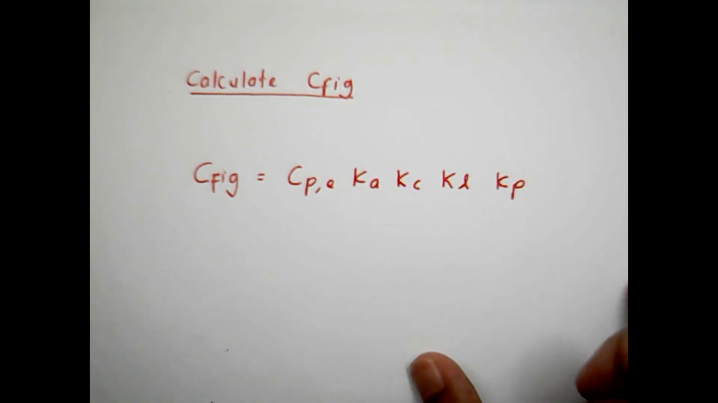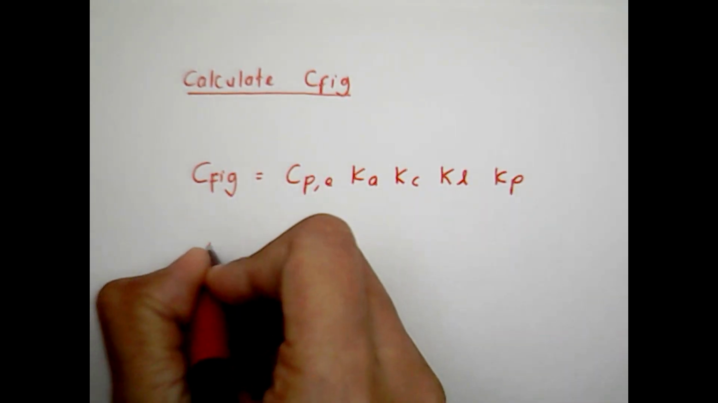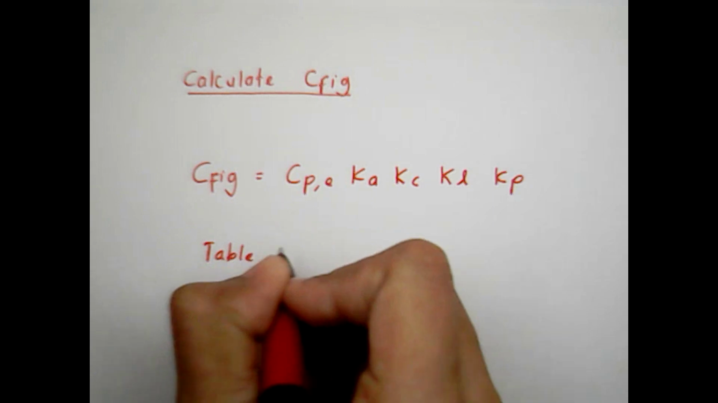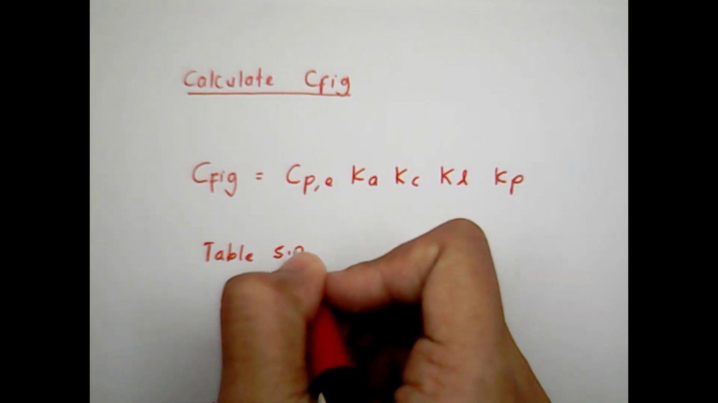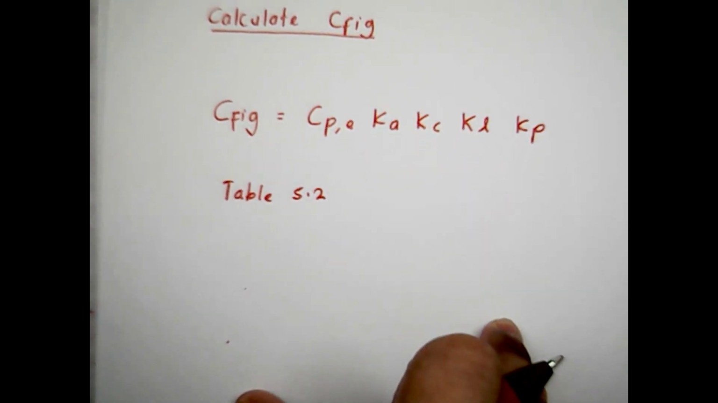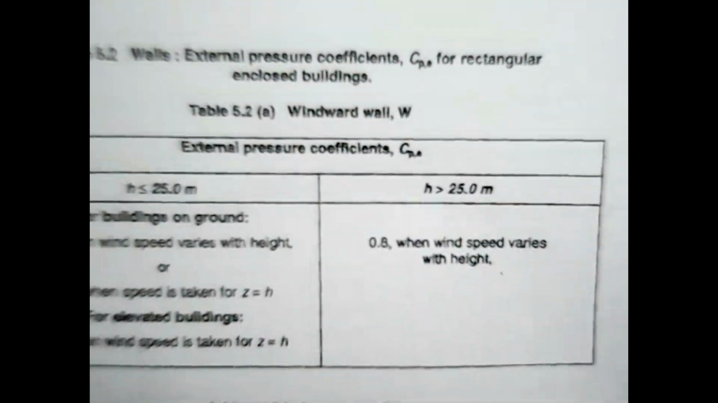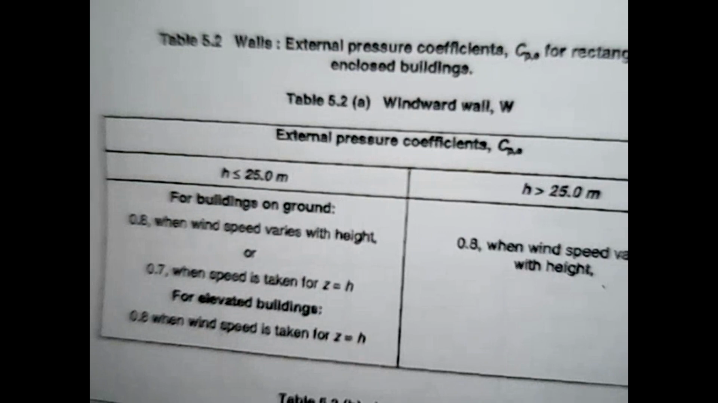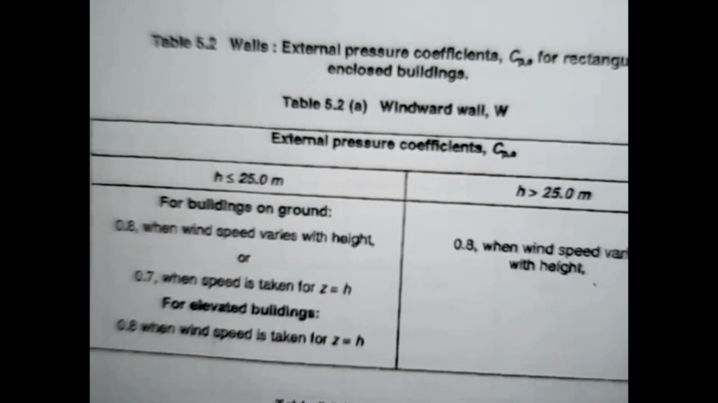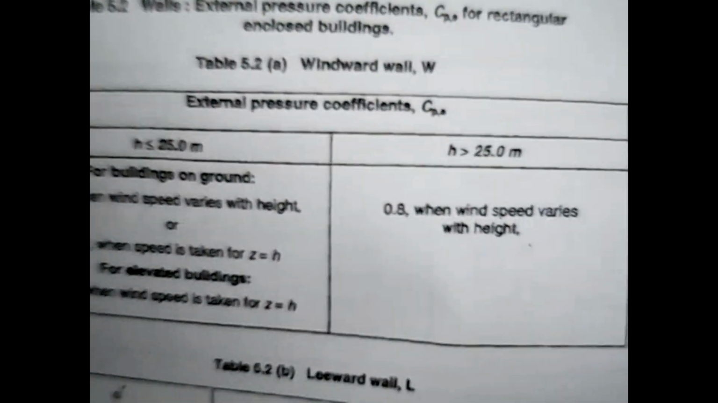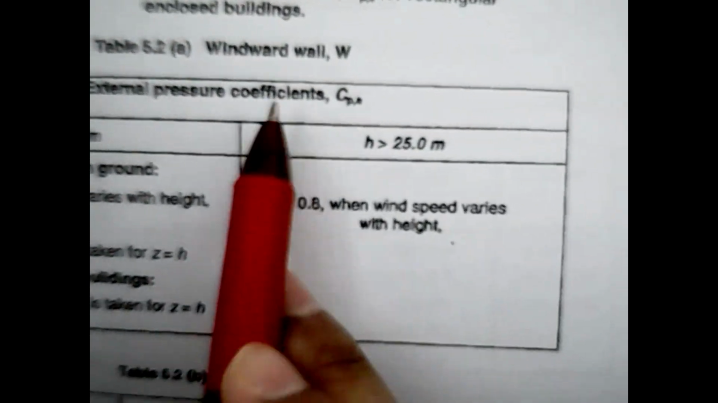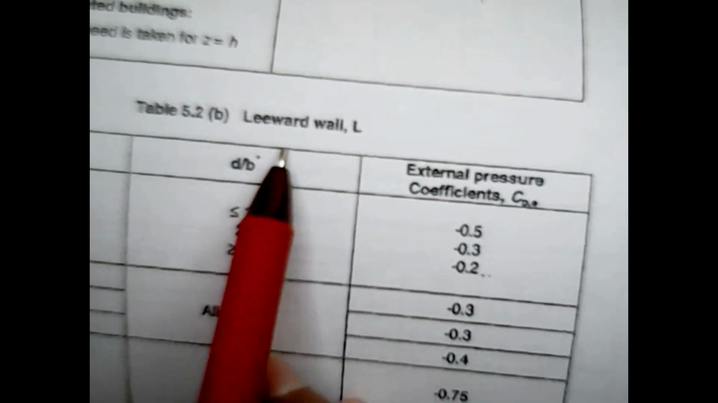So now let's look at Table 5.2, which is this table. This is the table where you find the external pressure coefficient, CPE, for the windward wall, and also for the leeward wall.